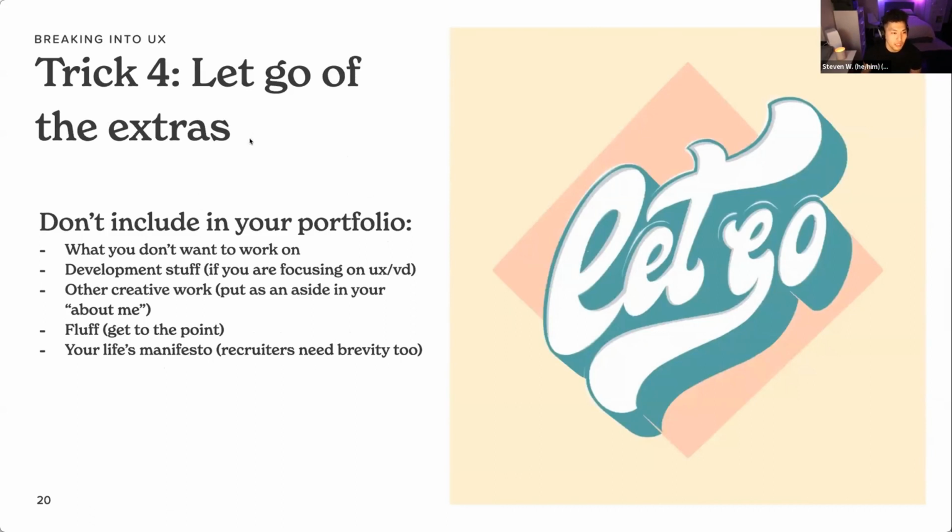Tip number 4, letting go of extras. Again, work with the end in mind. Don't do all those extra things, the recipe building, if it's not needed.